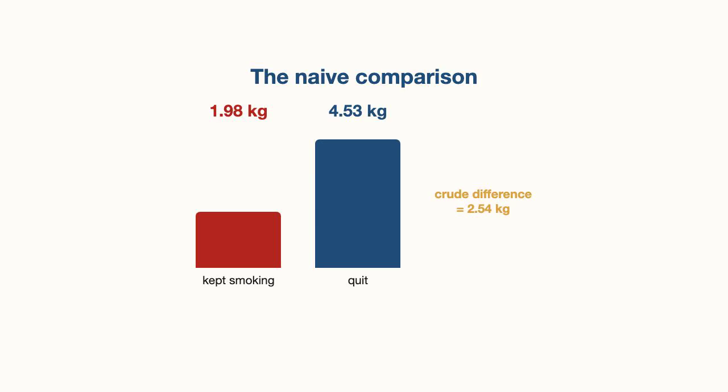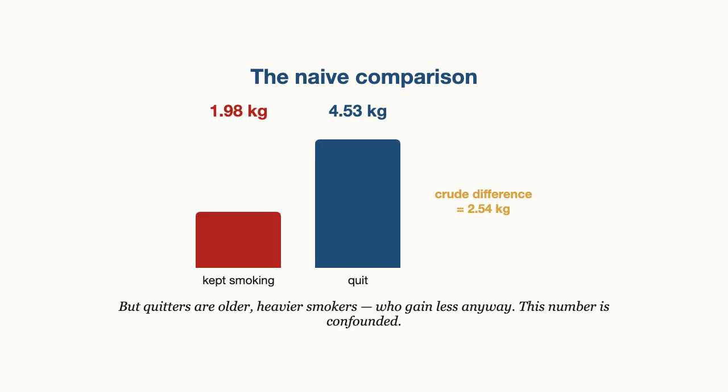But quitters are not a random sample of smokers. They tend to be older, heavier smokers, exactly the people who gain less weight anyway. So this crude number is confounded. Hold on to 2.54 and watch where it goes.